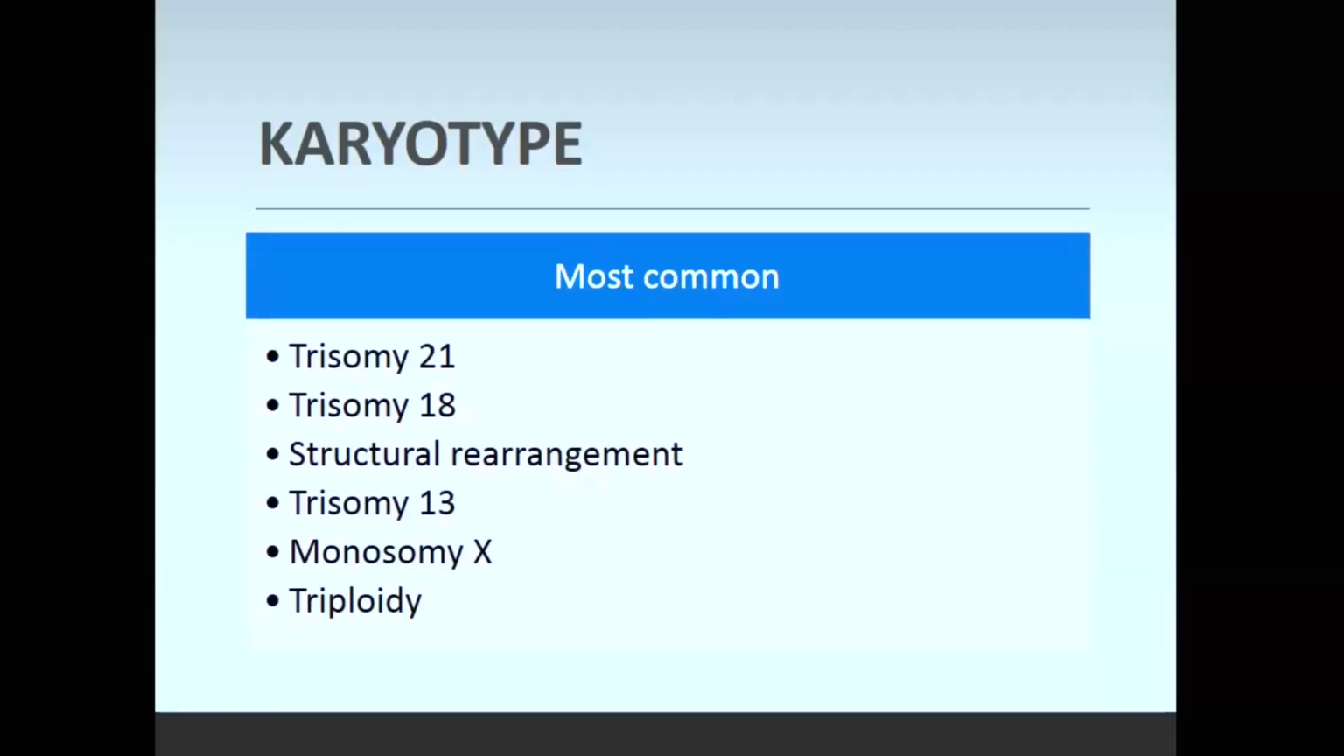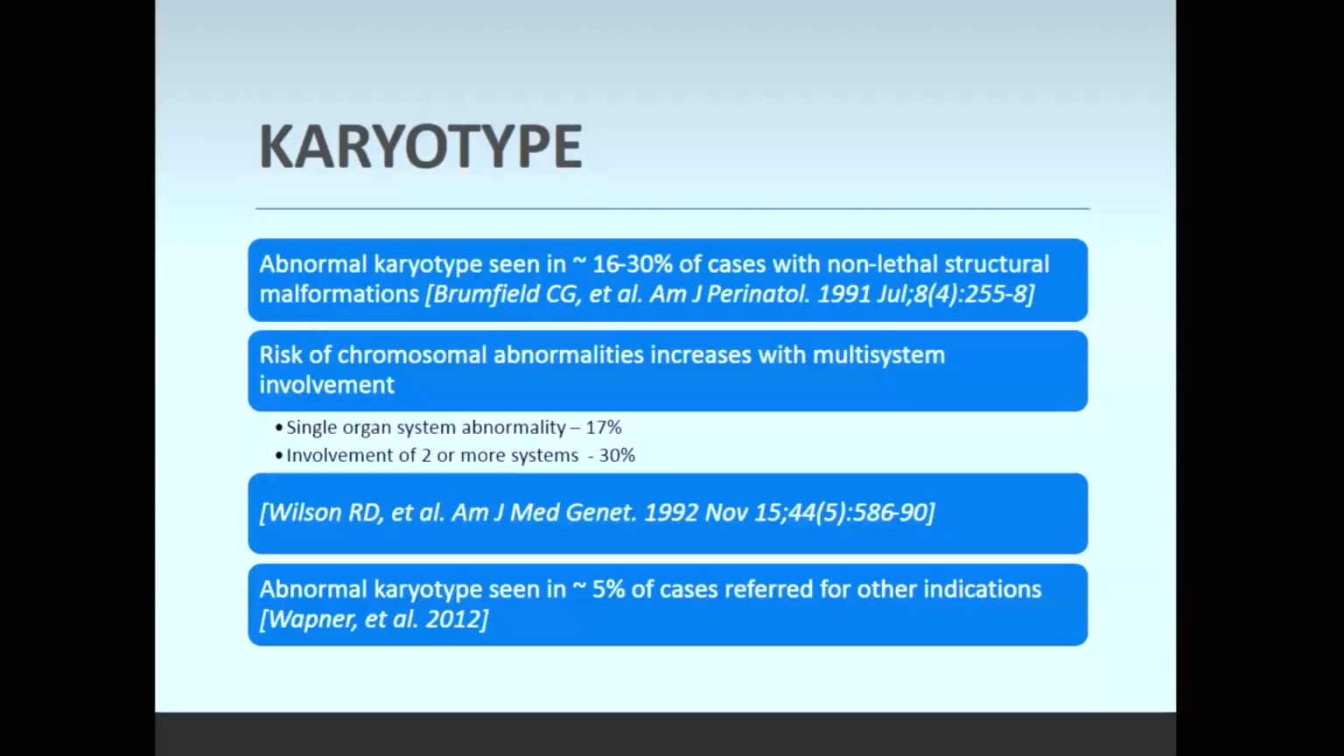The most common chromosomal abnormalities are trisomy 21, followed by trisomy 18, then structural rearrangement and trisomy 13, and monosomy X, and then triploidy. So all these abnormalities we commonly see in our day-to-day practice.